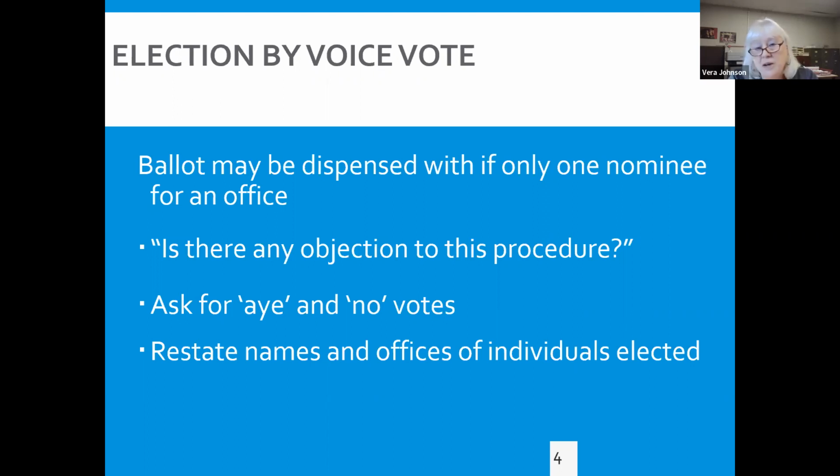If there are no objections, the president continues saying, all those in favor of electing Sam Smith as president, Judy Garland as executive vice president, etc., going through all the candidates. Say aye. Those against say no. The president then states that the ayes have it and you have elected the following officers. And the president would restate all of the officer positions and the names.